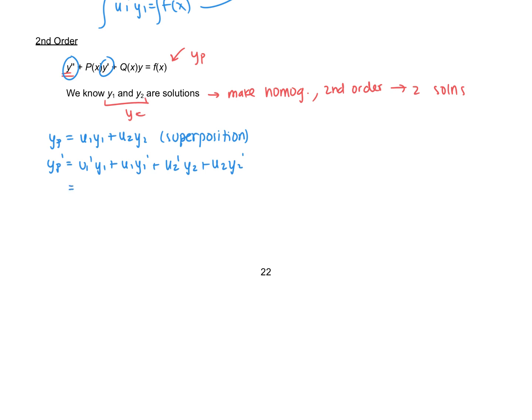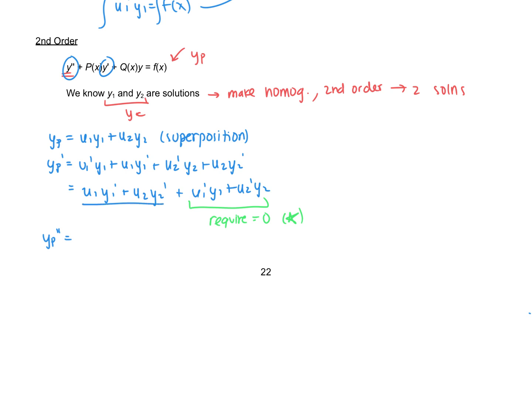Okay, so we're going to switch this around a little bit. I'm going to keep u1 y1 prime and u2 y2 prime out in front, and in the back I'm going to have u1 prime y1, add u2 prime y2. Now, to solve this, we are going to impose a condition. We are going to require that the sum of those 2 terms is equal to 0. I'm just going to star this because we are going to use that requirement later.